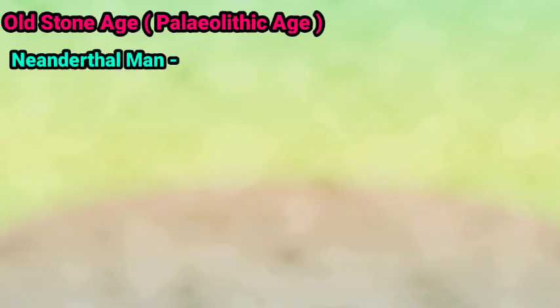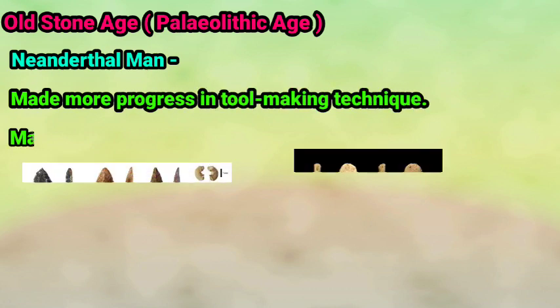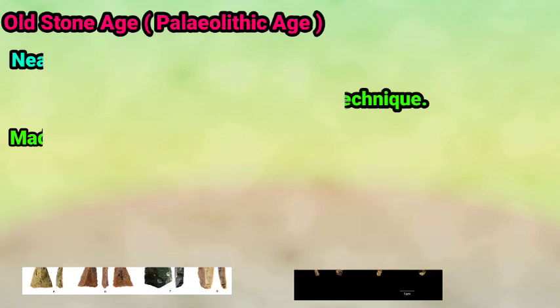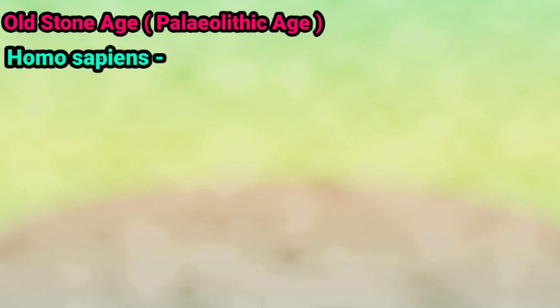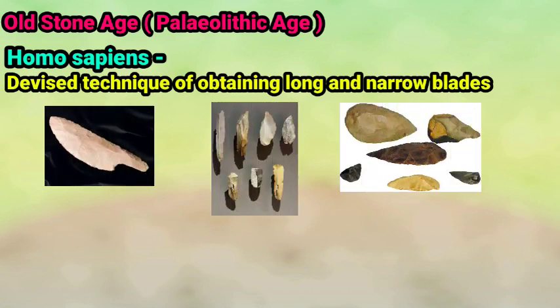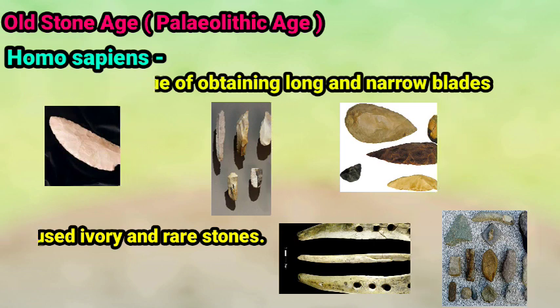Next, Neanderthal Man. Neanderthal Man made more progress in tool-making techniques and made smaller tools. Thus, we find more symmetrical and proportionate tools of Neanderthal man than those of Homo habilis and Homo erectus. Next, Homo sapiens. Homo sapiens devised a technique of obtaining long and narrow blades of stone. Homo sapiens made a knife, scraper, borer, chisel, etc. from these long blades. He also used ivory and rare stone for making tools.